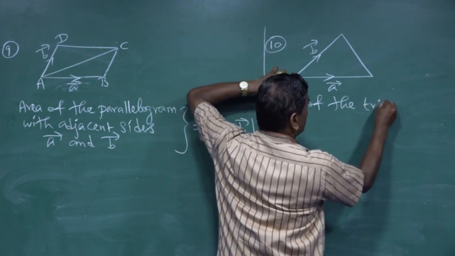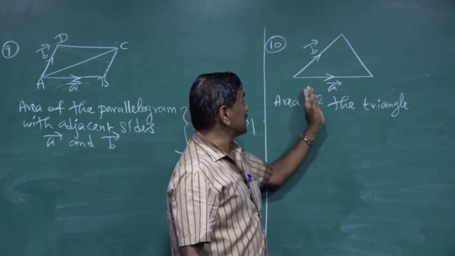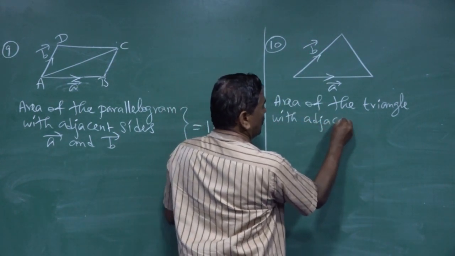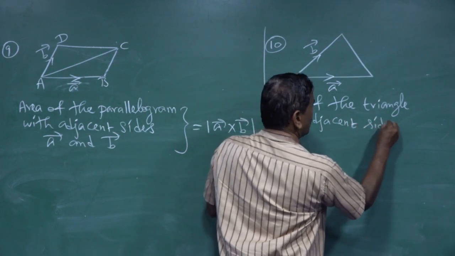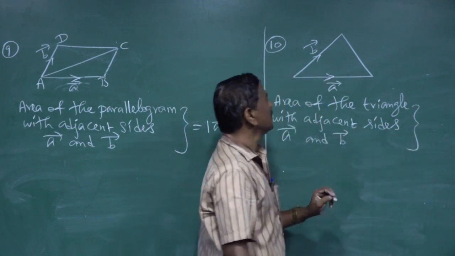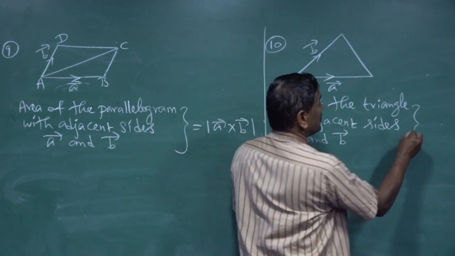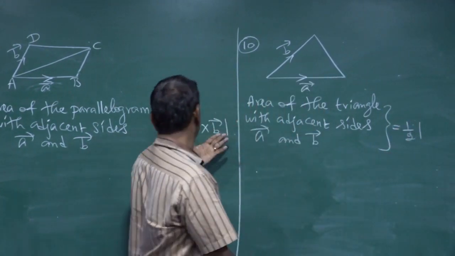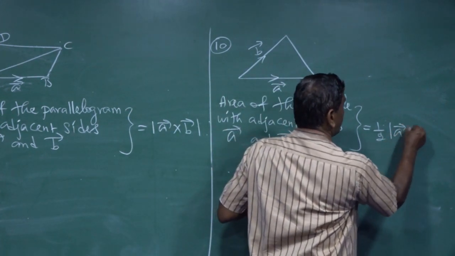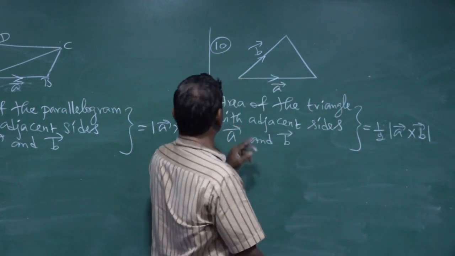Area of the triangle with adjacent sides A vector and B vector is given by the formula half into the same, that is half of the area of the parallelogram, half into modulus A vector cross B vector. That's all. So which is 10th one.